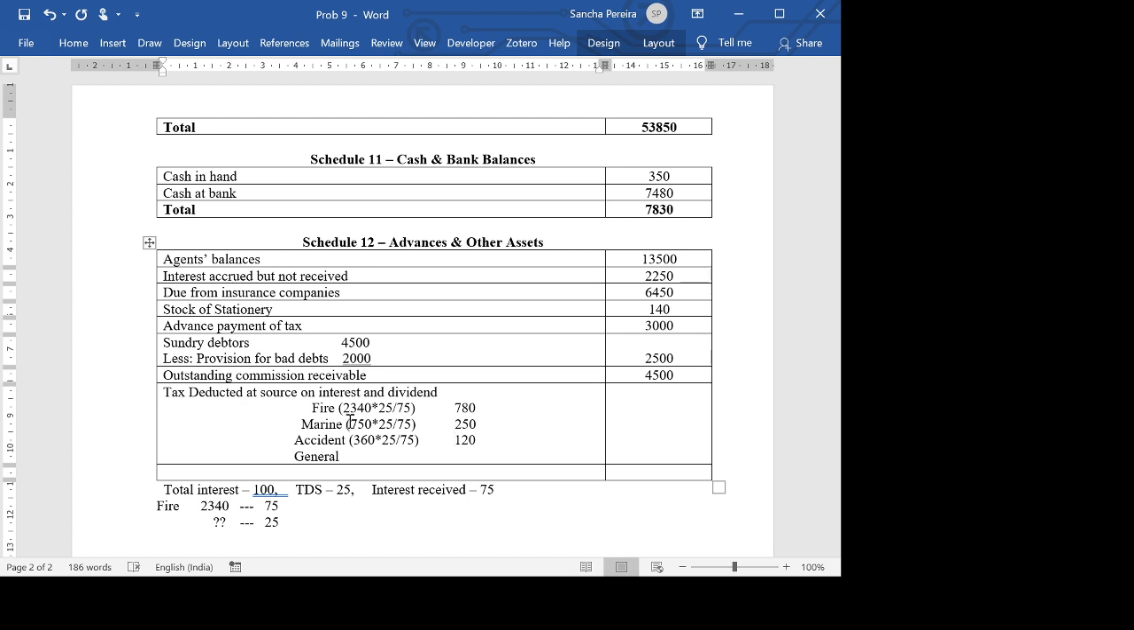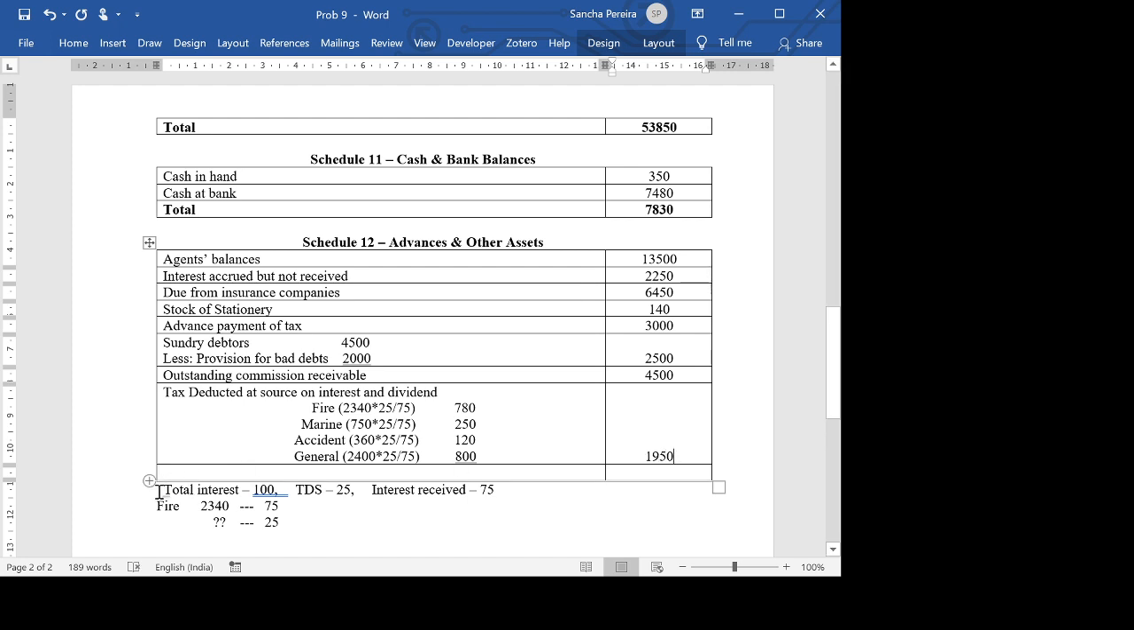And finally, the general one is 2400 into 25 divided by 75, and that's going to give me 800. So my total TDS that has been deducted on all my interests is these four amounts put together, which is 780 plus 250 plus 120 plus 800, which comes to a total of 1950.